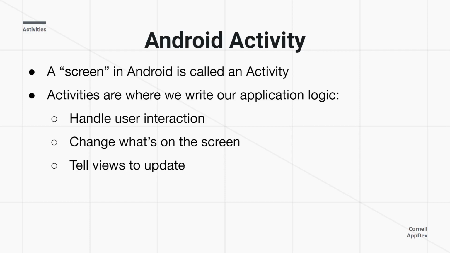So Android screens are called activities. The screens that you have on your app are called activities. And activities, in terms of code, are where we'll actually be writing most of our application logic. Whenever we need to handle user input, or change stuff on the screen in a complex way, we will be using activities and writing code in activities.